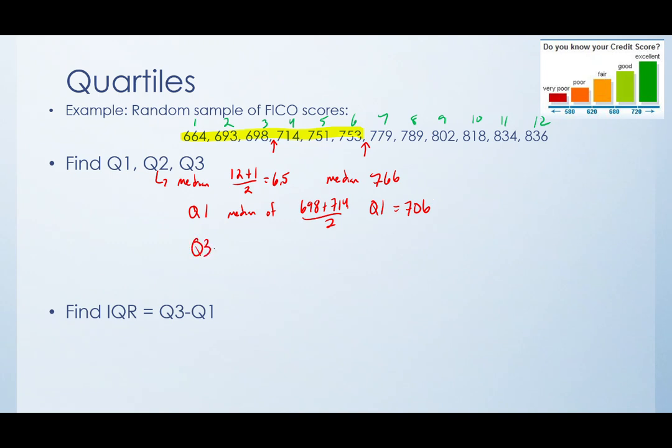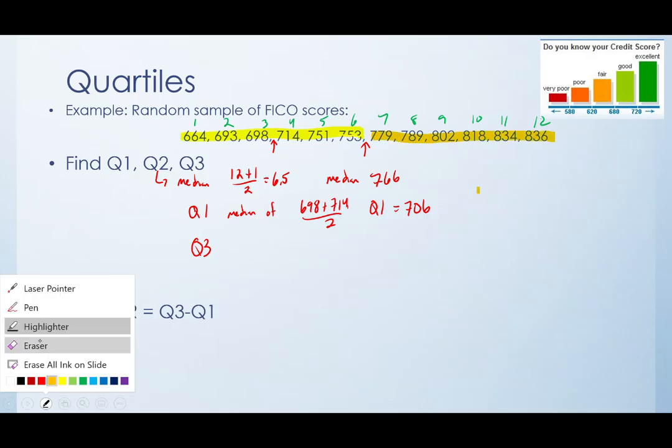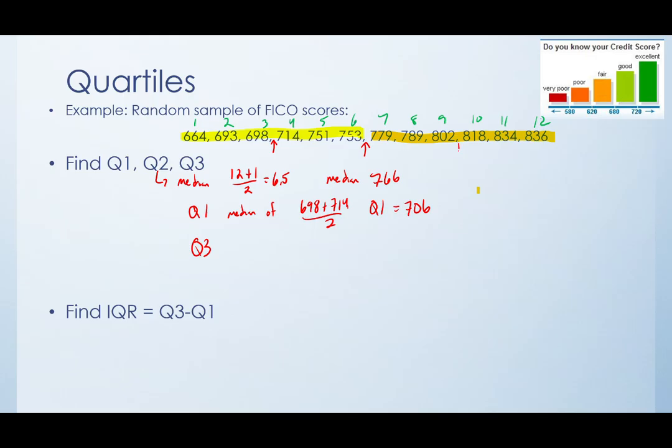And then we're going to do the same thing for Q3. We're going to highlight in a different color. Here's our top half of the data. And where's our median going to fall? Our median of the top half of the data. It's going to fall between the third and the fourth data values in the top half. So it's going to be the average of the 9th and the 10th data values, 802 and 818. So that's going to be 810 for my Q3.